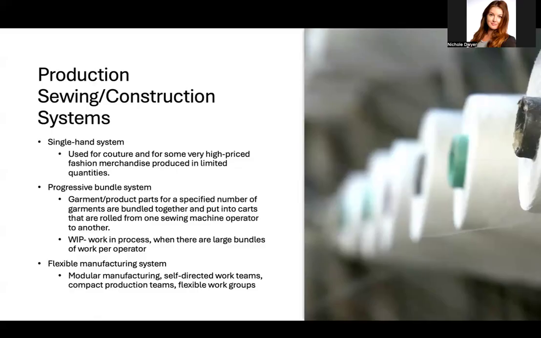And then finally, we have flexible manufacturing systems, where it can be anything from a more modular manufacturing type of operation, a self-directed work team, compact production work teams, or even more flexible work groups.